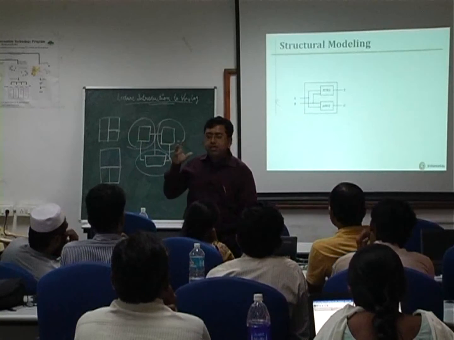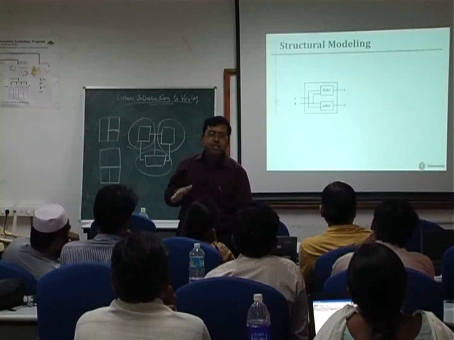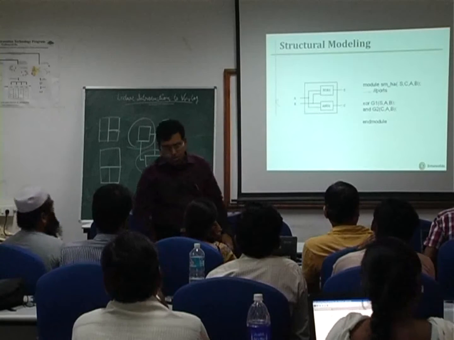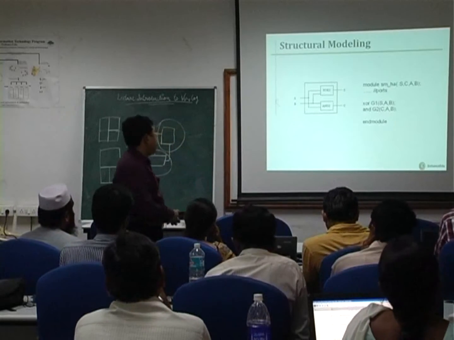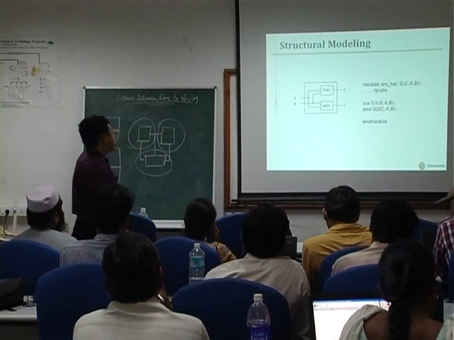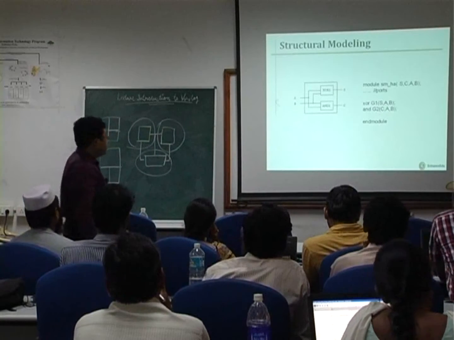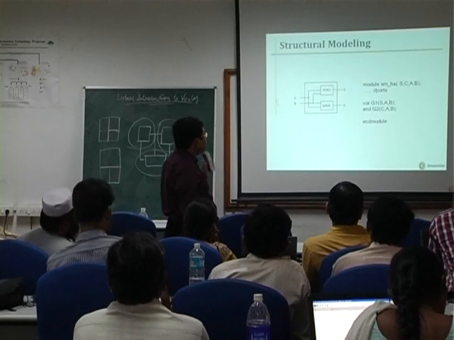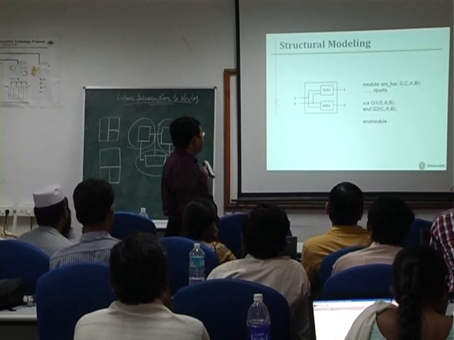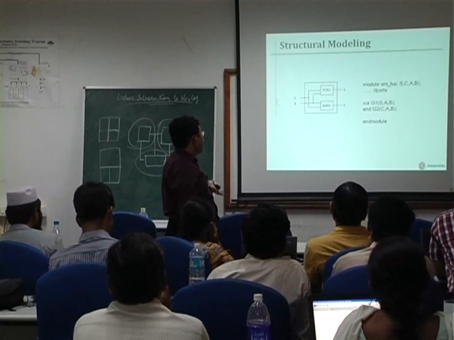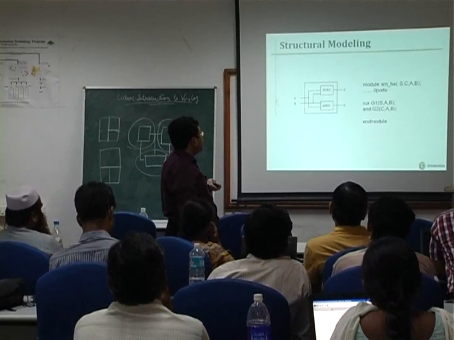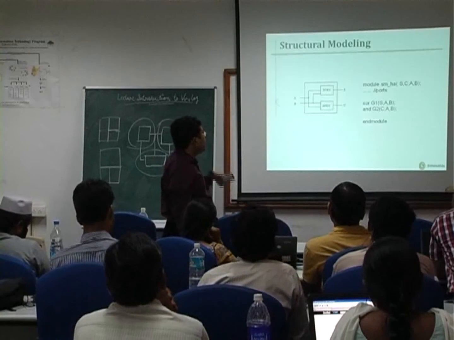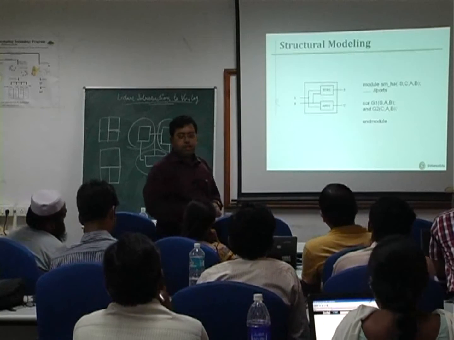Coming to looking into the same half adder as an interconnection of its lower level components, we are looking into the same half adder as an interconnection of XOR and AND gates. So we are creating instances of the XOR gate as well as the AND gate, and mapping the interfaces of the XOR gate and the AND gate in terms of interfaces of the half adder.